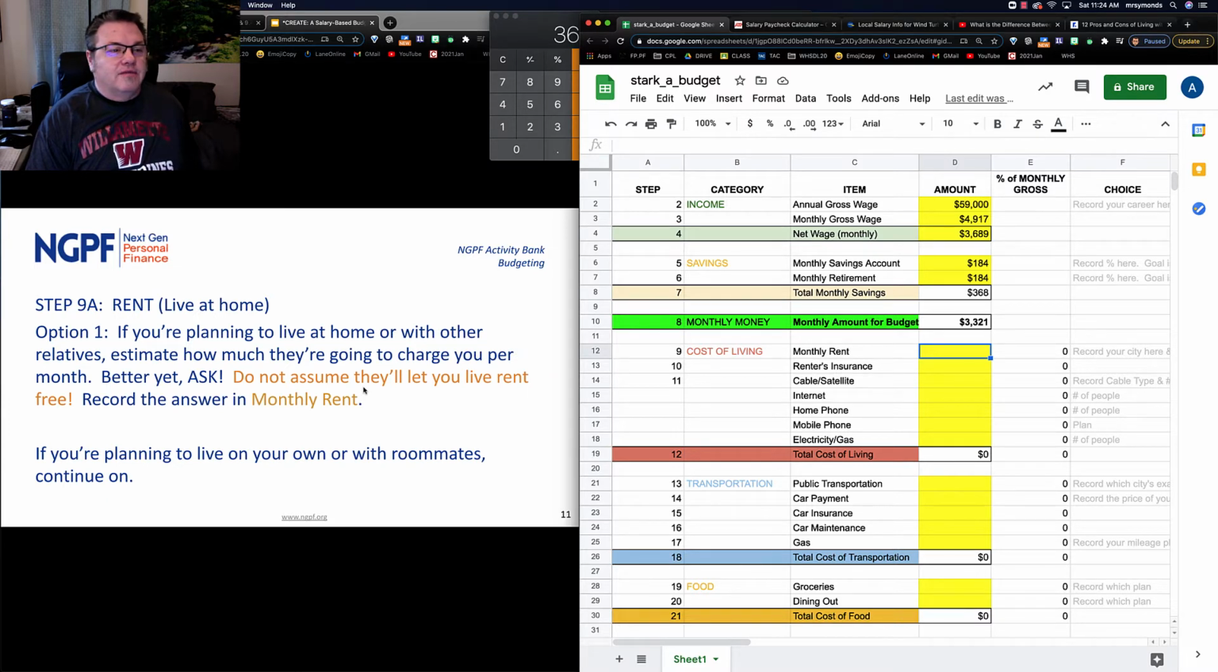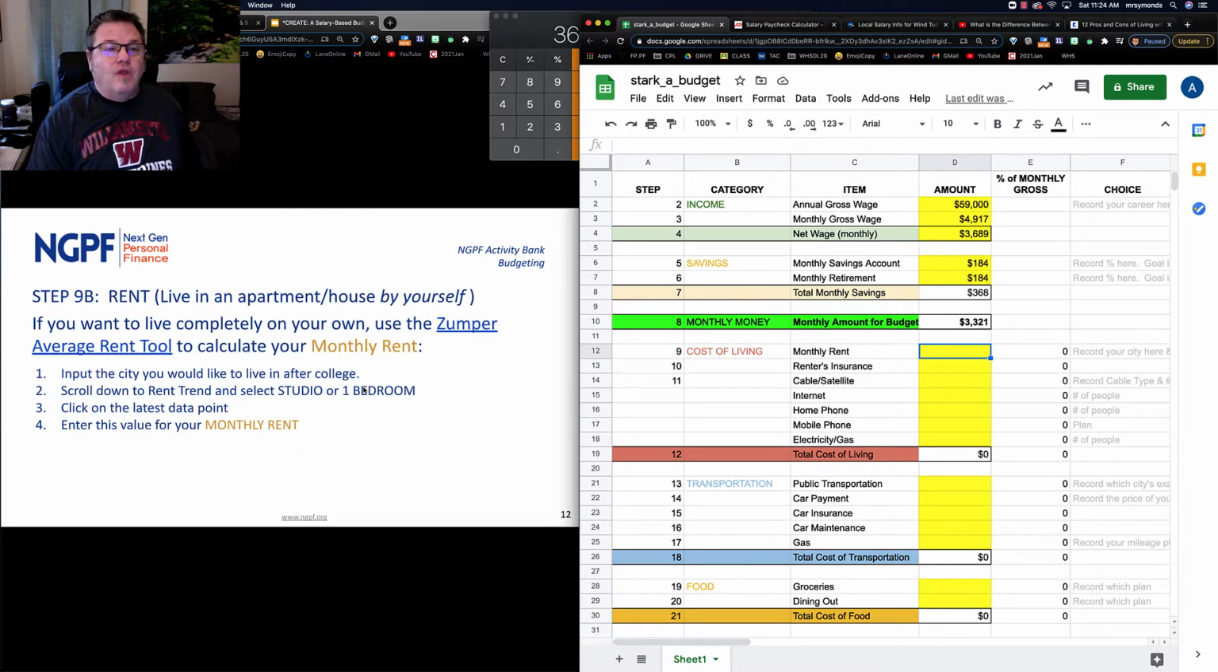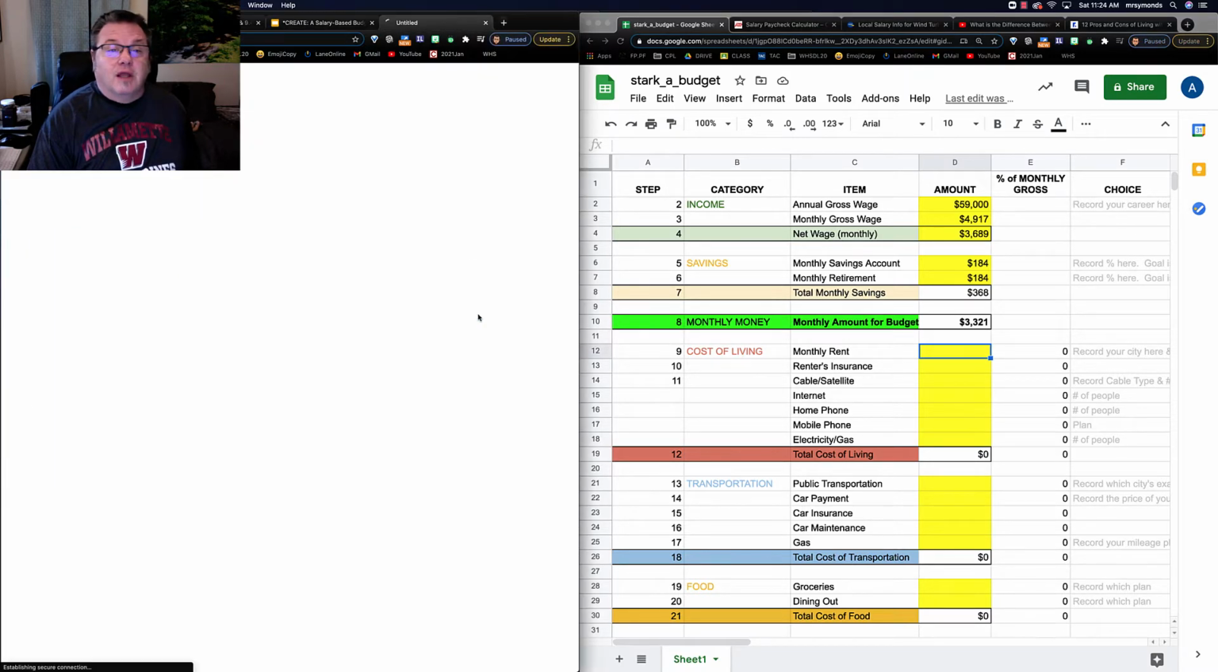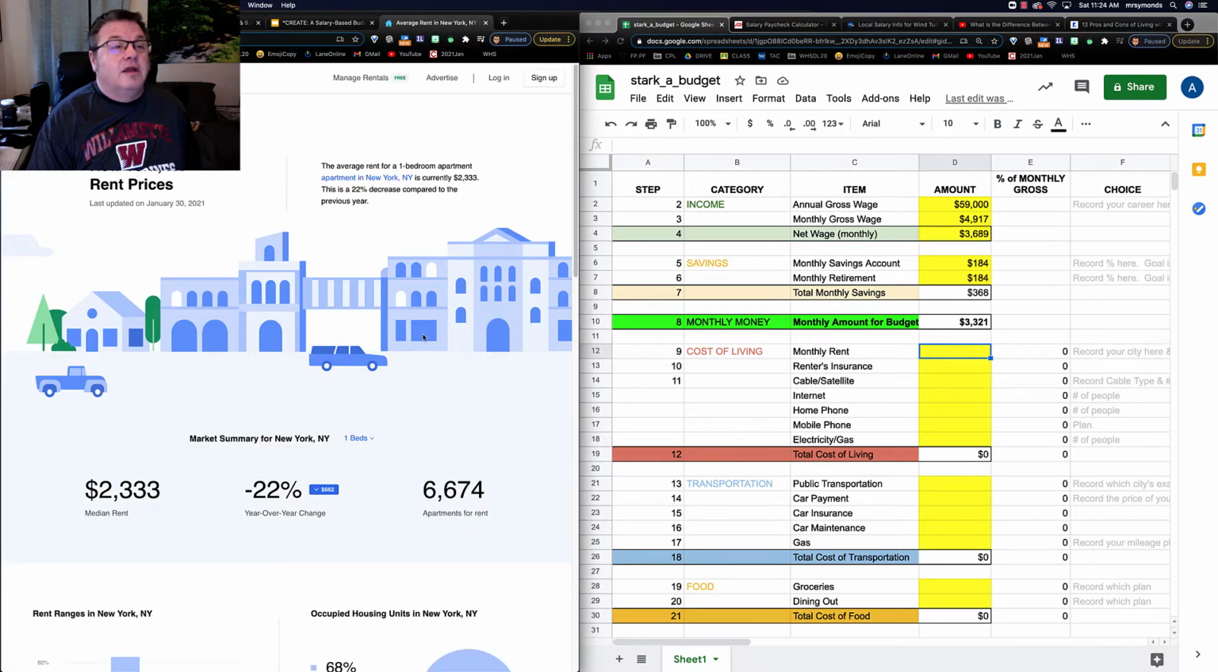If you're planning on living at home, you need to ask how much your rent's going to be. Record that answer in the monthly rent. If you're going to live by yourself, it's going to be pretty expensive here. So I'm going to choose to live with a roommate. Okay, and so we're going to divide this by 2.